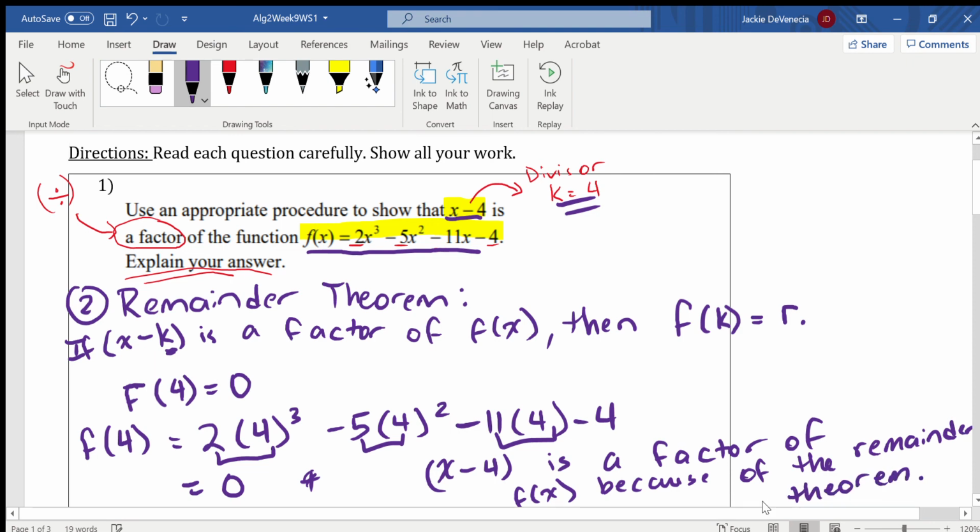So you can use any way. You can plug it in, or you can go ahead and do synthetic division, whatever you're comfortable with, just as long as you have that sentence.